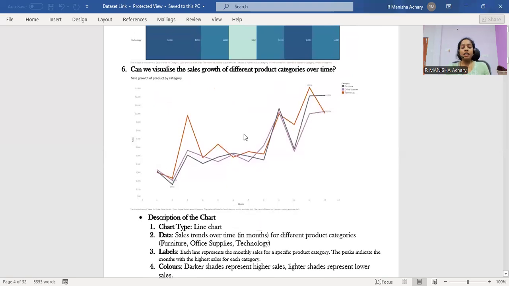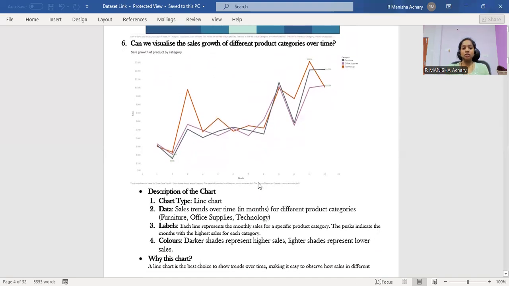Next, can we visualize the sales growth for different product categories over time? Because it asks for sales growth over time, that's why I have used a line chart here. So the chart type is a line chart. The data is sales, because it asks for sales growth. I have used sales trends over time in months.